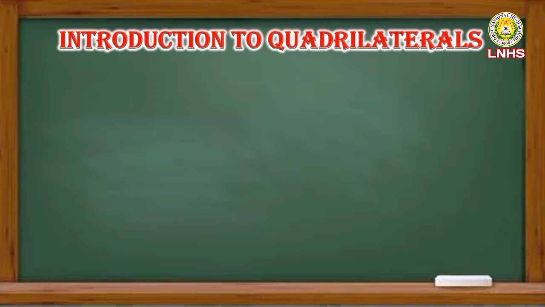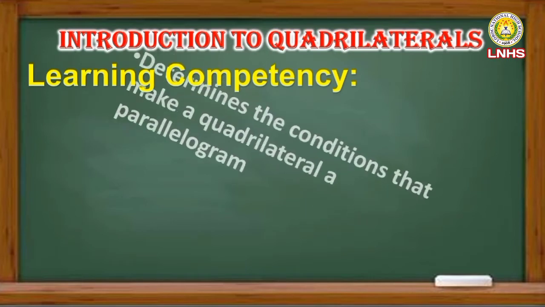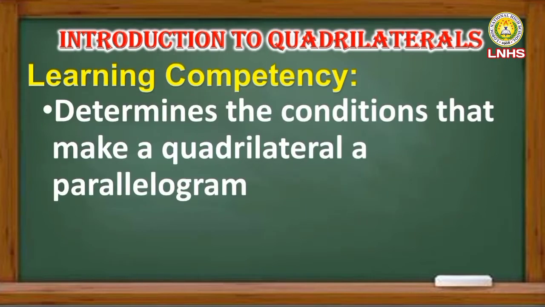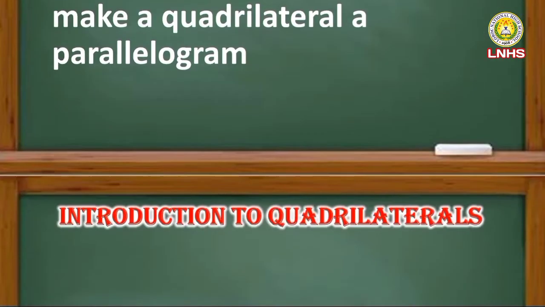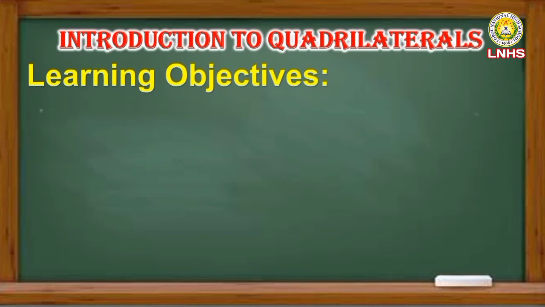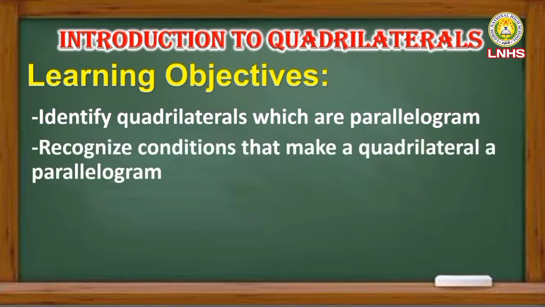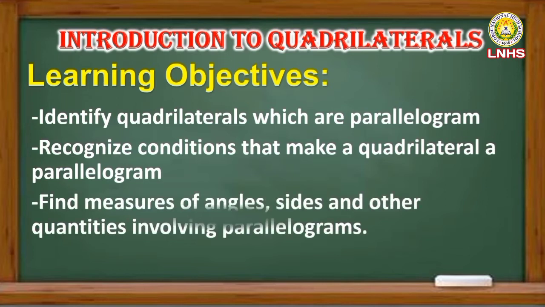Our topic today is all about Introduction to Quadrilaterals. Learning competency: determines the conditions that make a quadrilateral a parallelogram. Learning objectives. First, identify quadrilaterals which are parallelograms. Second, recognize conditions that make a quadrilateral a parallelogram. And the third one, find measures of angles, sides, and other quantities involving parallelograms.